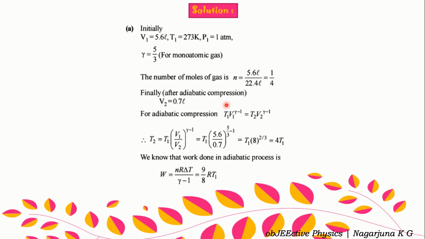Finally, after adiabatic compression, V2 is equal to 0.7 L, the final value. For adiabatic expansion, the relation between temperature and volume is T V power gamma minus 1 is equal to constant, or T1 V1 power gamma minus 1 is equal to T2 V2 power gamma minus 1. By substituting all the above values, work done in the adiabatic process is n R delta T divided by gamma minus 1, that is equal to 9 by 8 R T1. Option A is the right option.